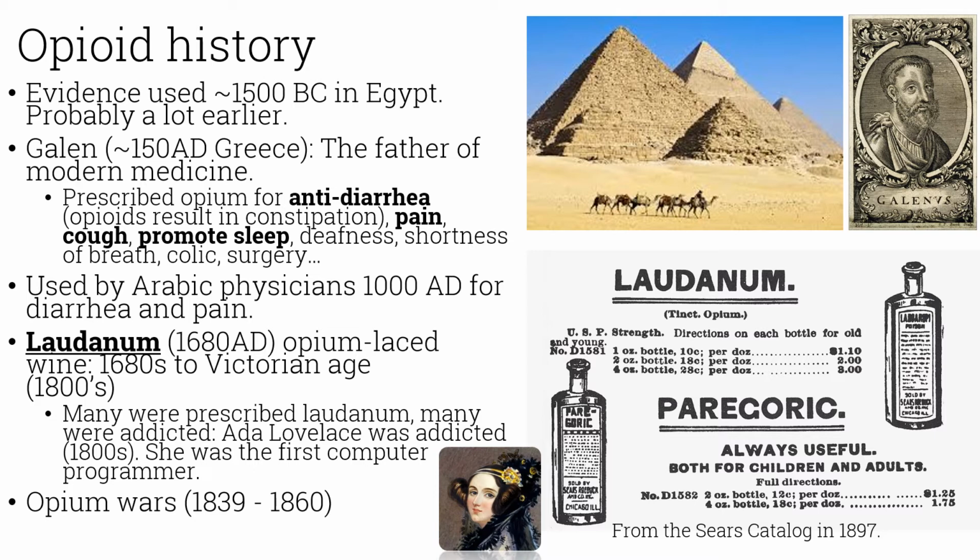Laudanum is an opium-laced wine tincture that was used in the Victorian age as a cough suppressant and pain reliever. And in fact, laudanum is still available today by prescription in the United States to ease withdrawal symptoms in infants born to mothers addicted to heroin. We have even fought wars over opium, which we'll discuss.